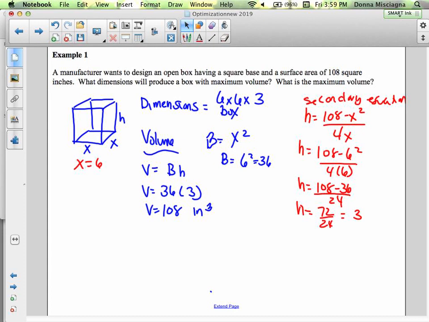Kind of interesting. At first I thought, oh, did I make a mistake? And then I looked back at my work, and no. It just happens that the surface area of the open box is the exact same value as the volume in this particular case. Interesting little problem.